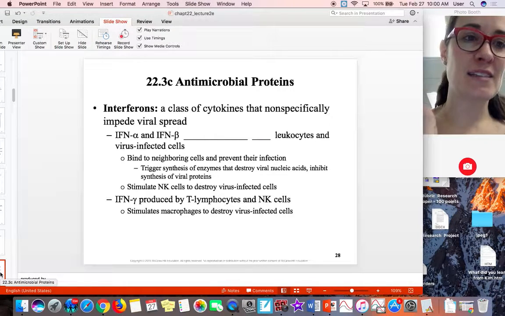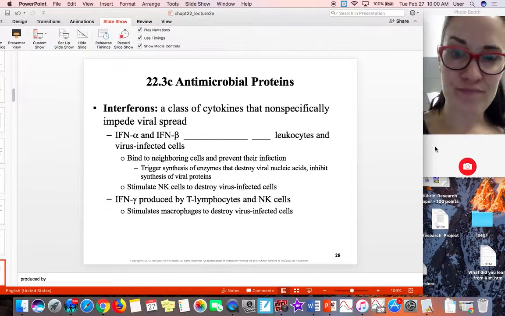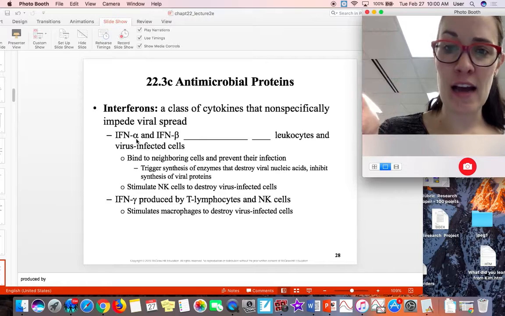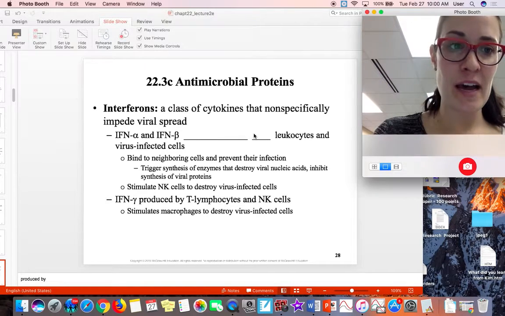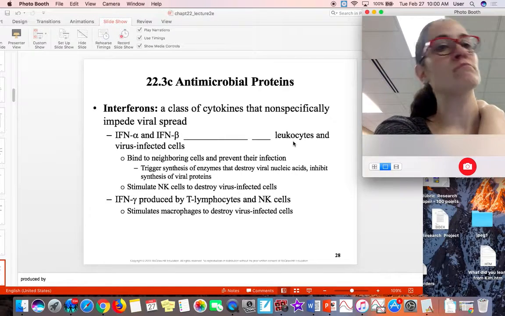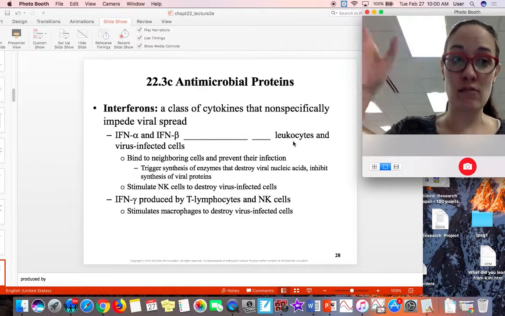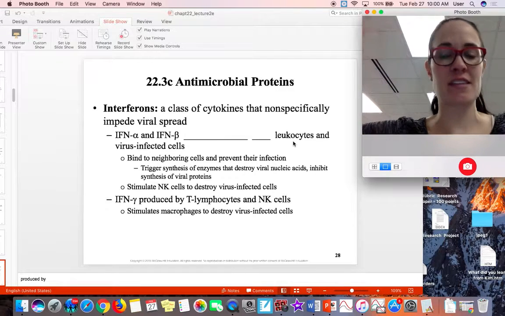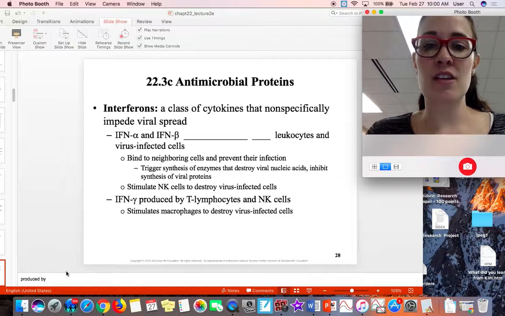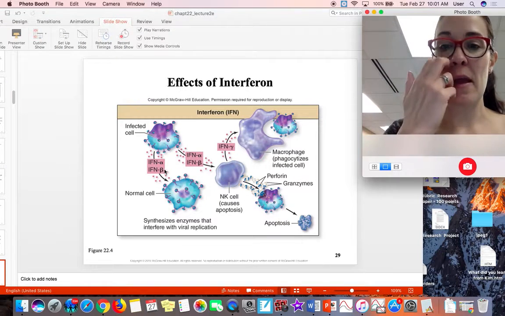Interferons are a class of cytokine. You don't really need to know the details of that, except it's a chemical, and there are different types. Interferon alpha and interferon beta are produced by white blood cells, leukocytes, and virus-infected cells. So these are chemicals white blood cells release. Cells that are infected are like, we're infected, and they're sending out these chemicals. What happens is an array of different things, but essentially it's going to stimulate more white blood cells to get to that area to help out in that situation.